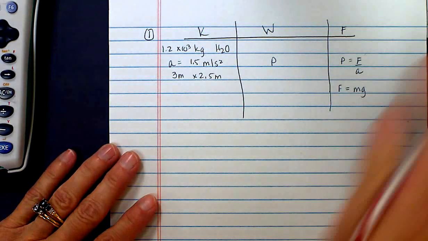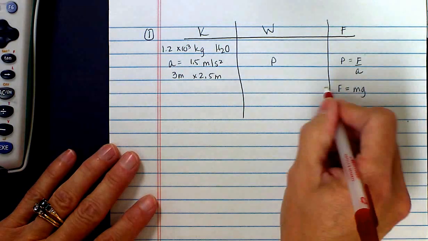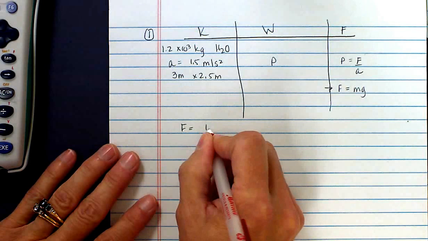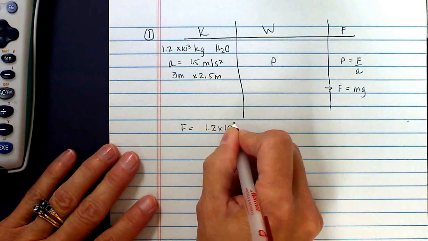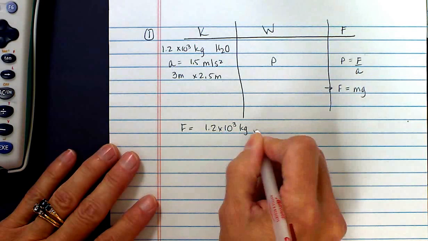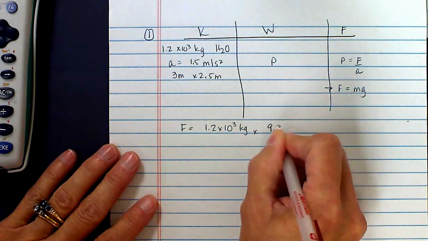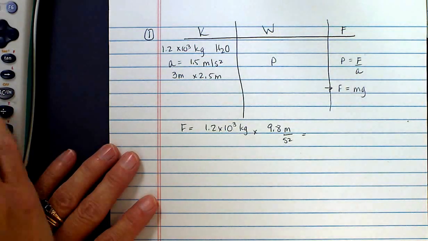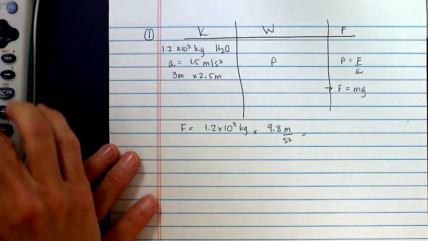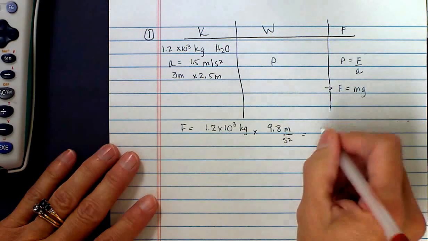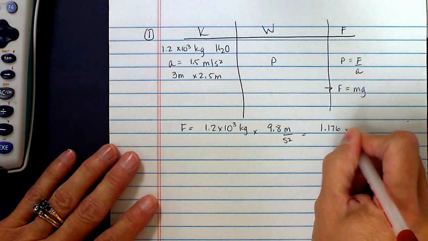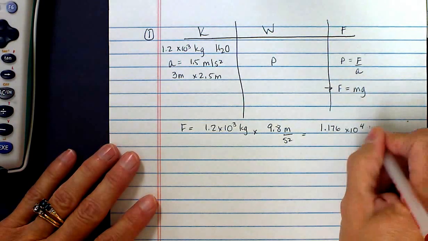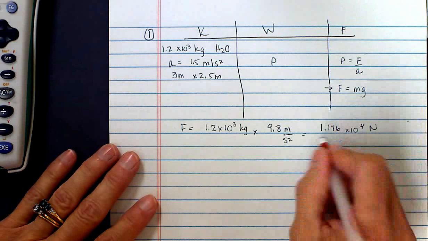All right. Let's first find our force. We're going to use mass times acceleration due to gravity. F equals 1.2 times 10 to the third kilograms. That's your mass. Your acceleration due to gravity is 9.8 meters per second squared. 1.2 times 10 to the third times 9.8 is 1.176 times 10 to the 4 newtons. And that's good because you want force in newtons, so that's one piece of the information.